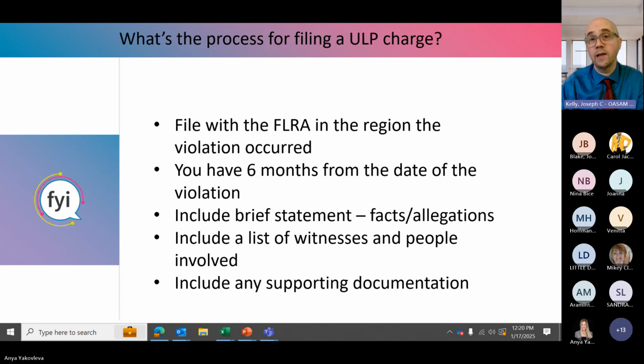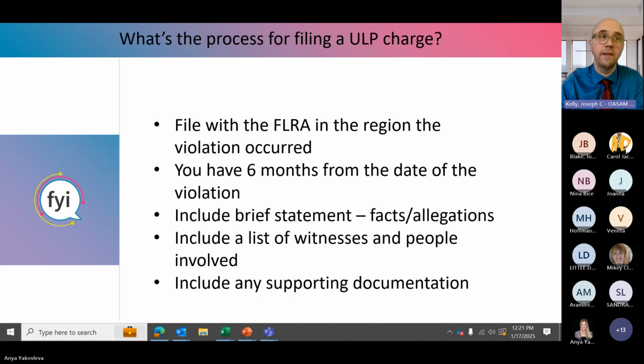So the process for filing a ULP charge, you're going to file in the FLRA region where the violation occurred. So we've got 7 regions and a headquarters, and the regions are geographic. And so you find where the violation occurred, whichever geographic region that's in, that's the FLRA office that you go to file the charge. You have 6 months from the date of the violation.